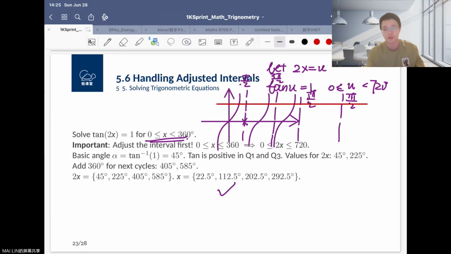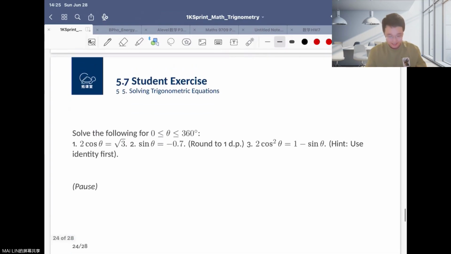Not very difficult, right? Okay. So here's an exercise for you. Today we do not have enough time to do it, so maybe next time we can solve it together. And also you can leave your answers in the comments.